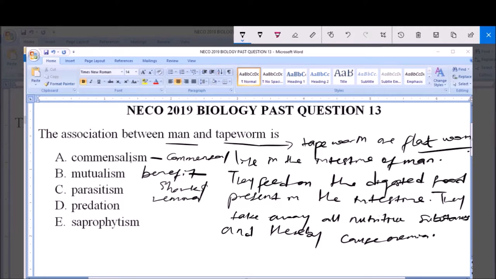Now, option B says mutualism. In mutualism, both organisms involved actually what? Gain. That is, both organisms involved in this association benefit from each other.